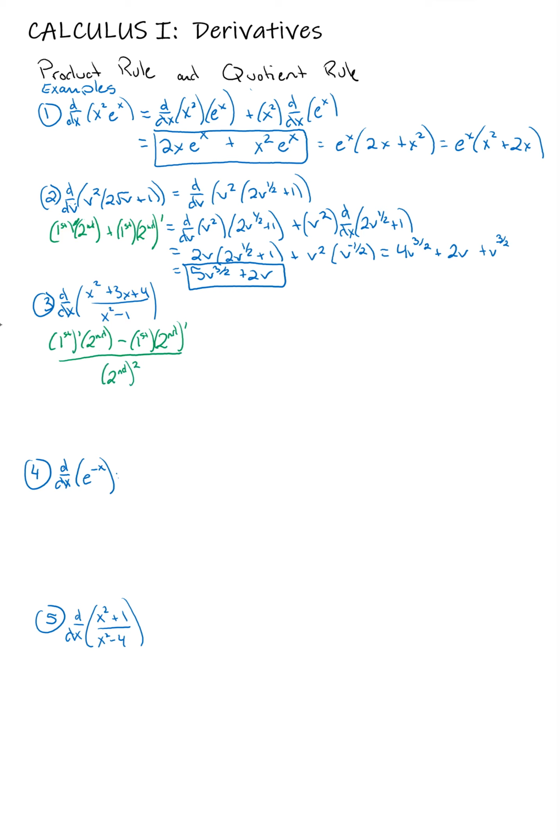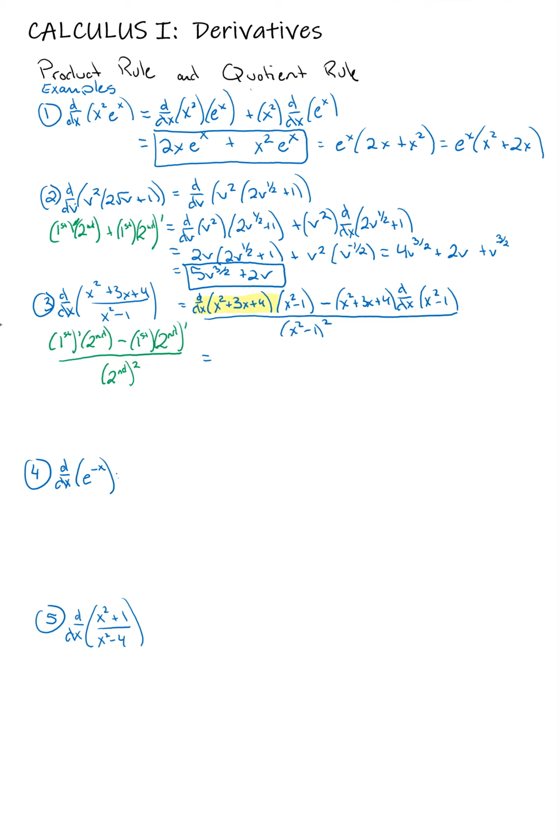So what does that give us? Well, here we have the derivative of the first, or the numerator, times the second minus the first times the derivative of the second. And all of this is being divided by the second one, or the denominator, squared. All right, well, let's go ahead and evaluate these derivatives.